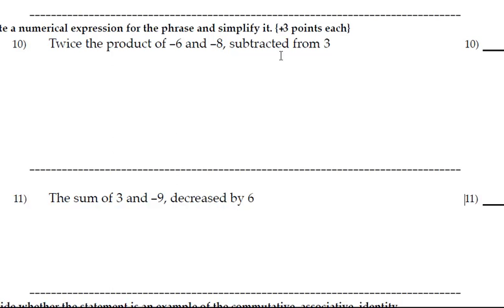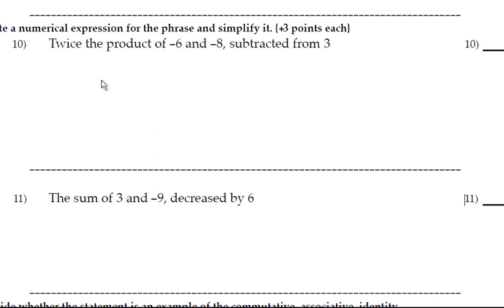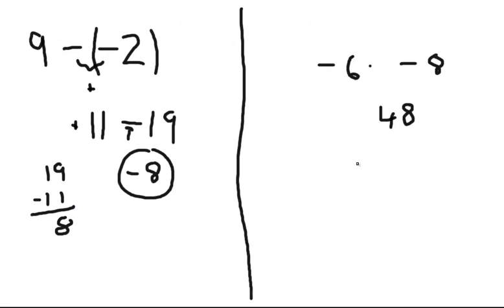Now let's take one from here. Okay, have a look at this question 10 here. Twice the product of -6 and -8. Well, -6 times -8. Remember, two negatives, positive 48. Okay, so I'm doing that first. That's the product of -6 and -8. Twice that. What's twice that? Remember, it's 96. So that's twice the product of -6 and -8.